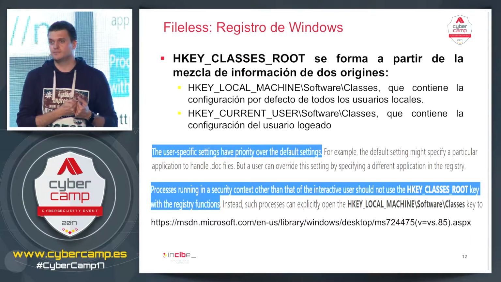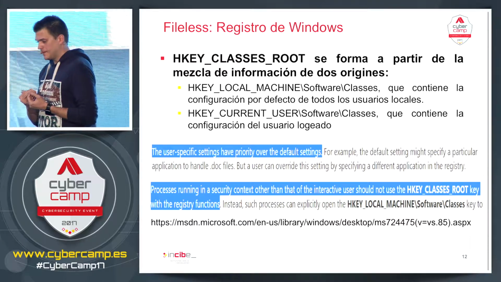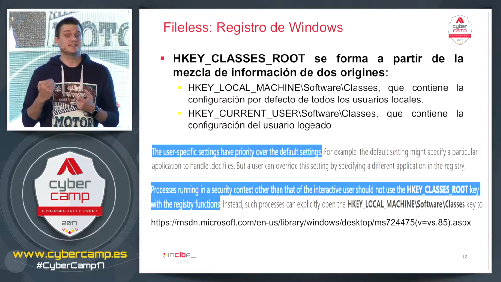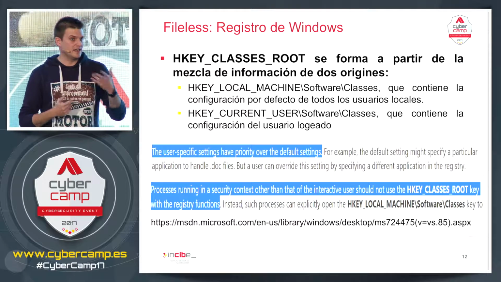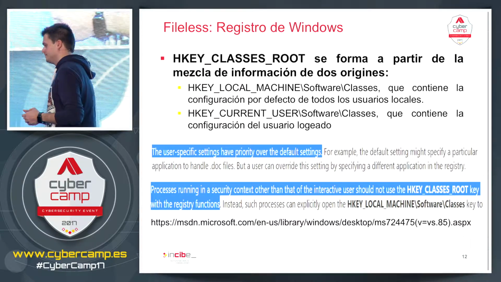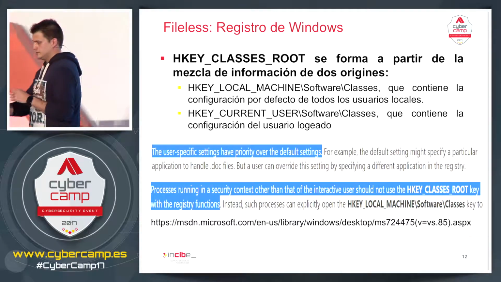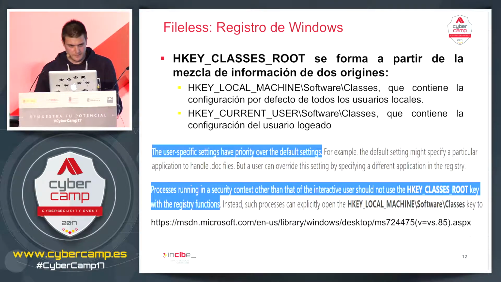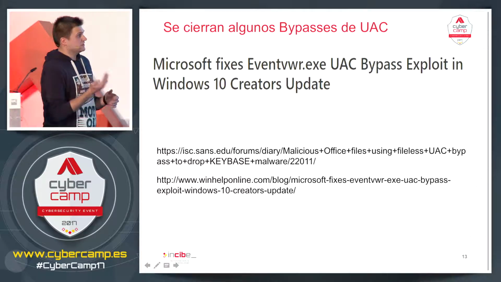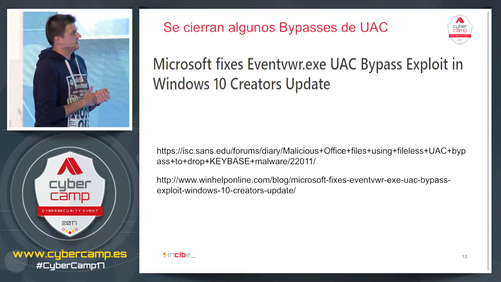But what we're going to do with the fileless is tamper with the Windows registry. So by way of this interaction, we will see how UAC bypass can be done without any interaction with the disk, which is pretty interesting. Let's see it in practice.